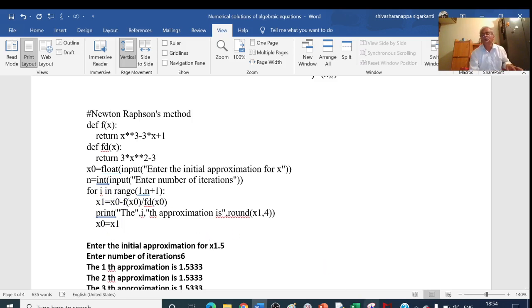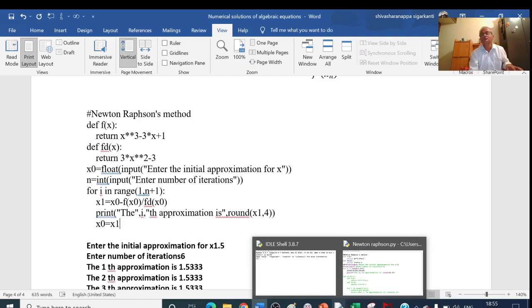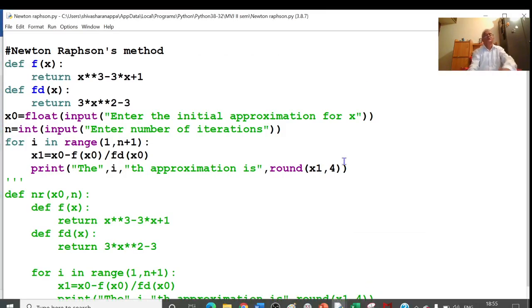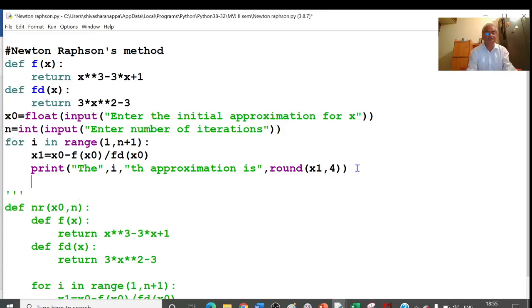This is the program. Let me go to the program. So here I have to assign x naught equal to x1. So, Newton-Raphson method: def f(x) return x cube minus 3x plus 1. Def fd of x returns the derivative of this, 3x square minus 3. x naught is float input, enter the initial approximation. n is the number of iterations, it is an integer, int input, enter number of iterations.